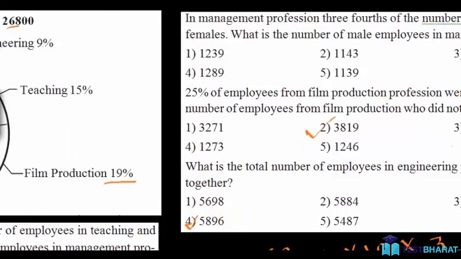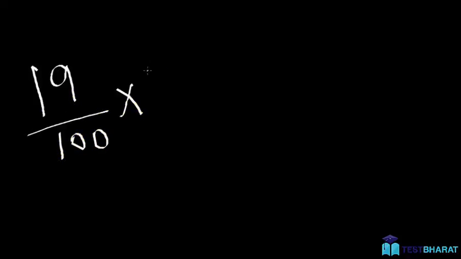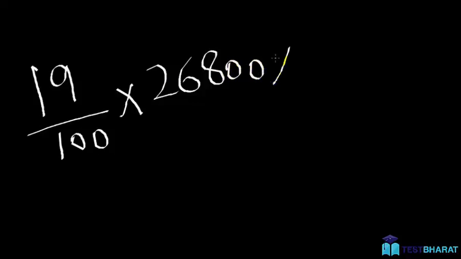So we have to calculate 75% of film production staff. So what is the total film production staff? That is 19% of 26800. So what we need to calculate is 19% of 26800, and then we have to calculate 75%, right? So what is 75%? 75% is 3 by 4. So we have to calculate this. Even after using fractions, we have to multiply all this and divide it by 4 to get the answer.